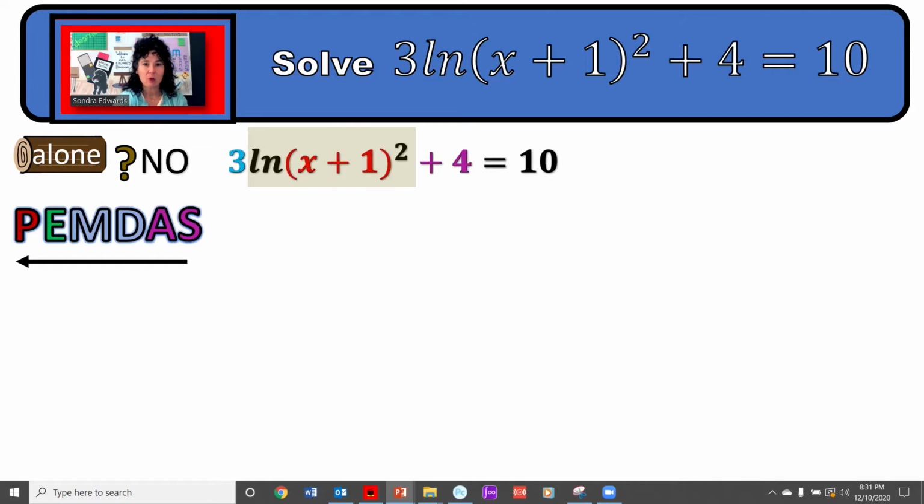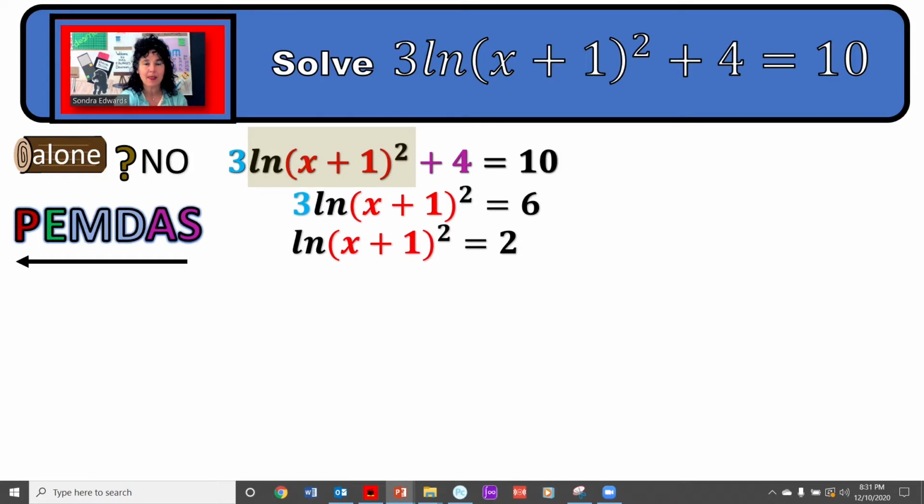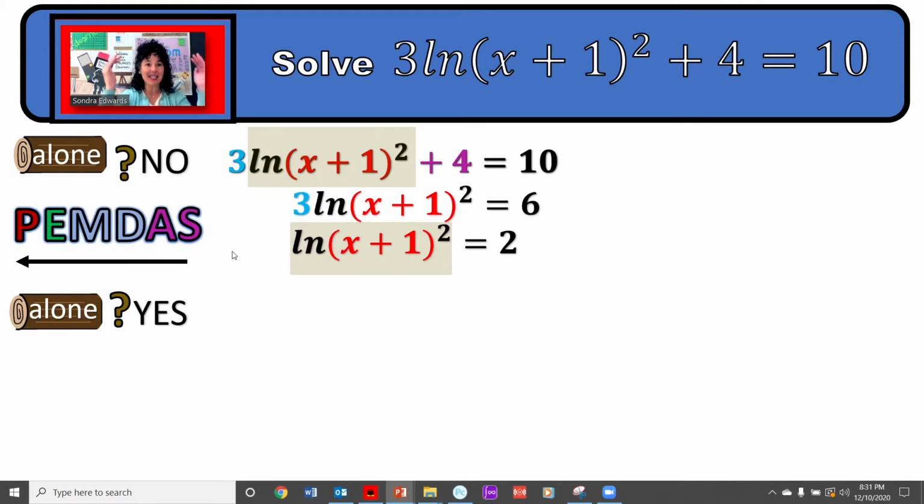So let's undo the order of operations. I'm going to highlight what we've got going on there. So let's get rid of addition and subtraction. So I subtract over 4, and that's what we've got. Next, get rid of multiplication and division. So I'm going to divide both sides by 3. Now, is the logarithm alone? The answer, of course, is yes. The logarithm is by itself. Right in front of ln, we have one natural log of something.